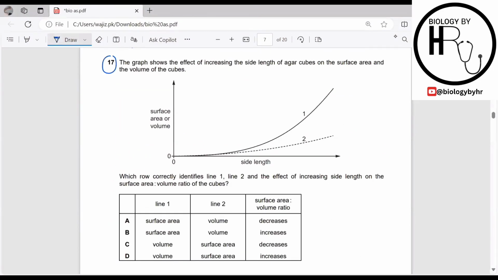Question number 17 is saying the graph shows the effect of increasing the side lengths of agar cube on the surface area and the volumes of the cube. If we talk about the surface area of the cube, how do we find it out? 6 times the length or side squared, and how do we find out the volume? Length or side cubed.